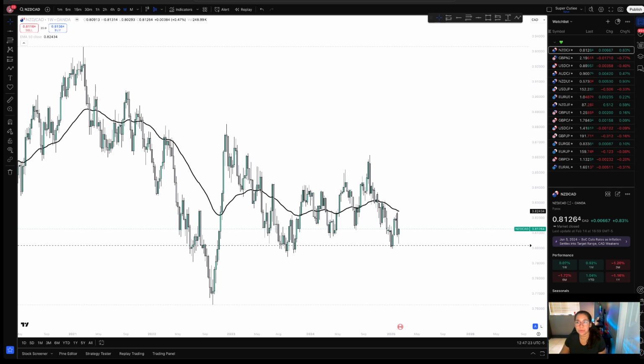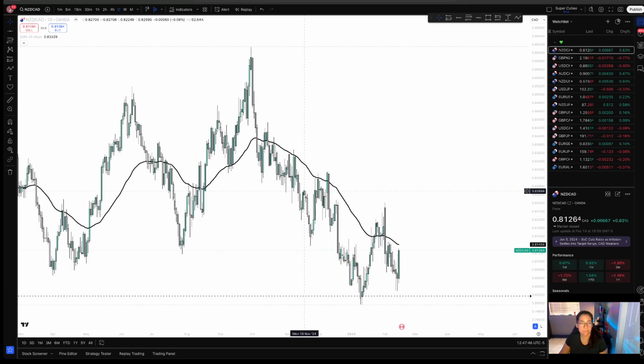So first things first, we're gonna go through NZD CAD. This is a weekly time frame. It looks like it's ranging a bit. We do see that price kind of broke these lows down here and came back to retest. Like I said before in a previous video, I always like to see price retest on the weekly and then the daily. So let's go down to the daily time frame.